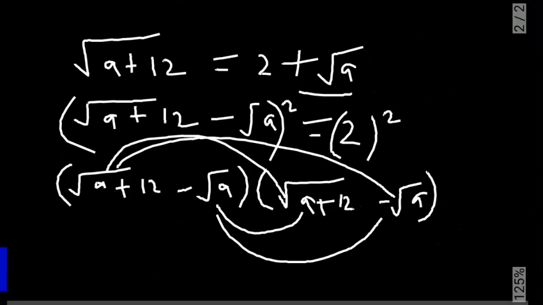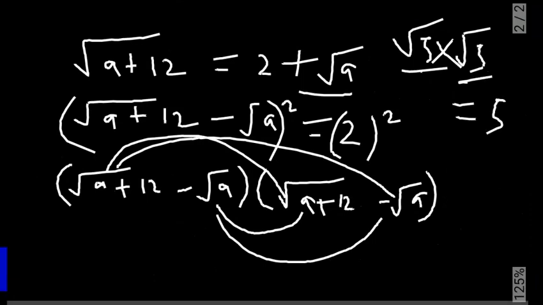Root a plus 12 multiplied by root a plus 12. Once you have the same radical multiplying itself, the answer would be one of the values. Root 5 multiplied by root 5, the answer is 5. We pick one of the values. So root a plus 12 multiplied by root a plus 12 would be a plus 12.